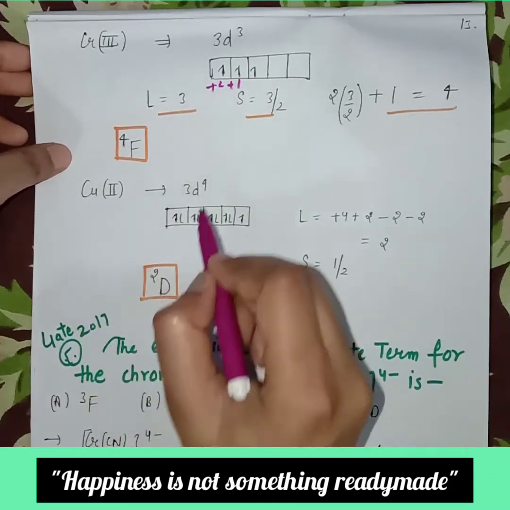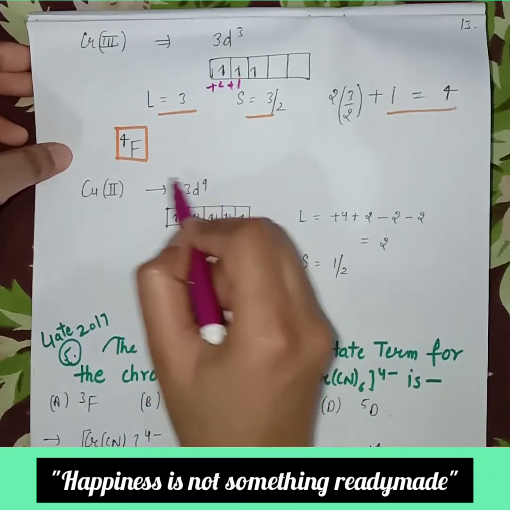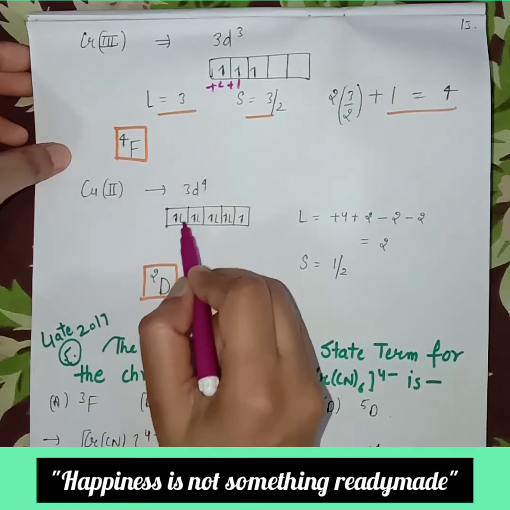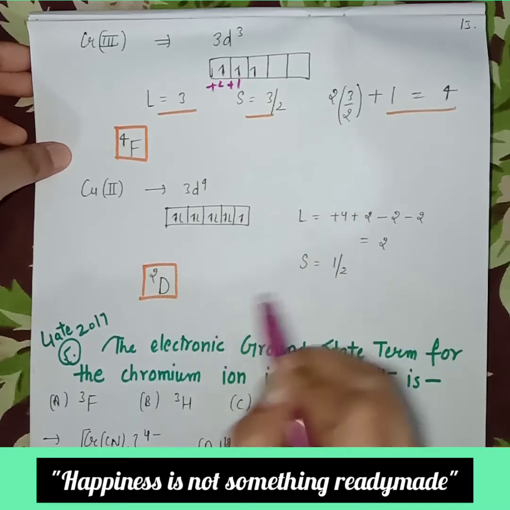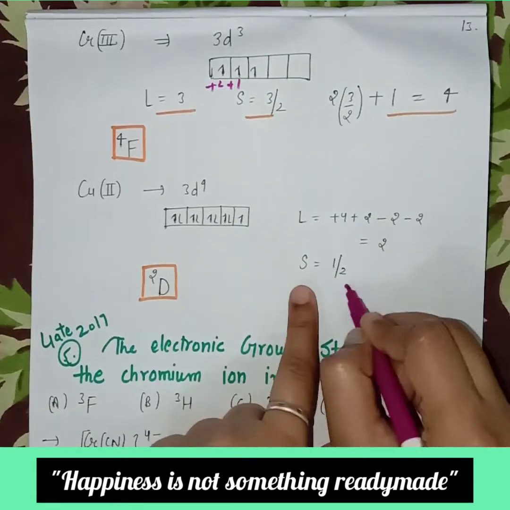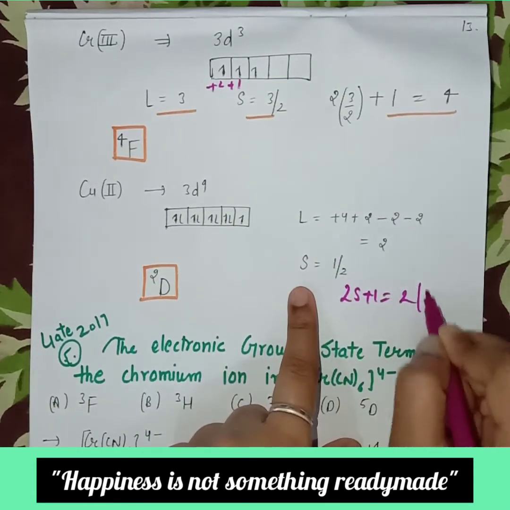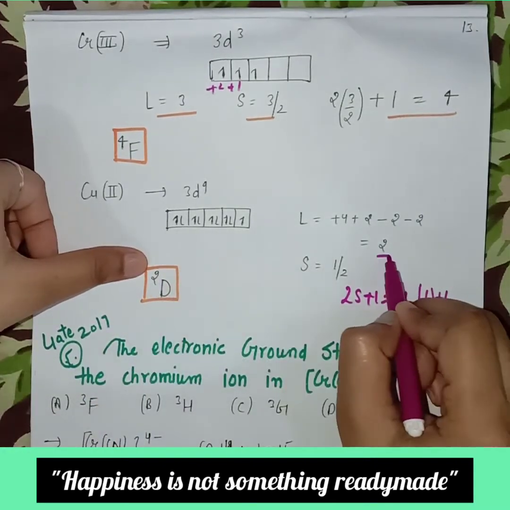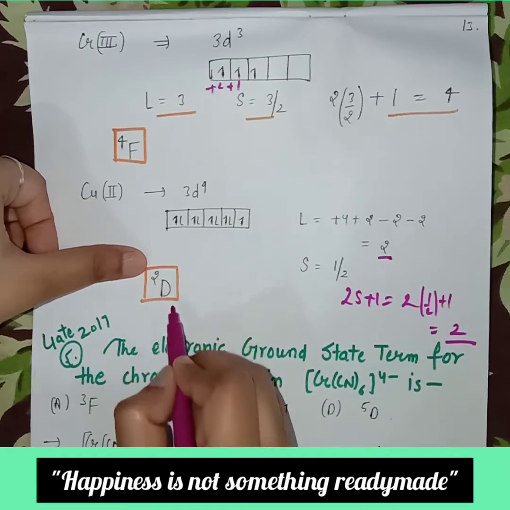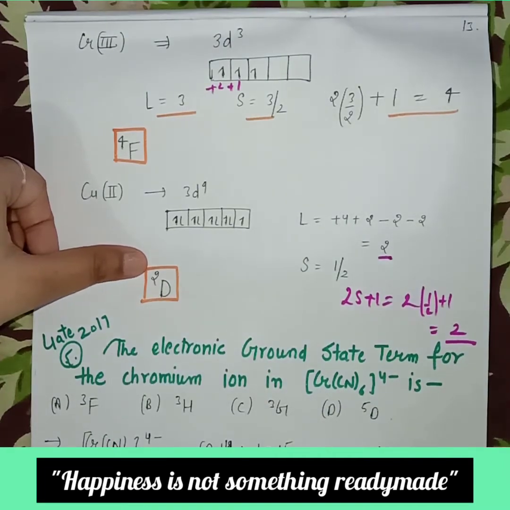For copper 2 positive, configuration is 3d9 after removing 2 electrons. Then after filling, we get L is equal to 2 and S is equal to half, and its term symbol is, here spin multiplicity becomes 2. Write 2 here, and for L is equal to 2, orbital is D. So 2D is the ground state term for copper 2 positive.